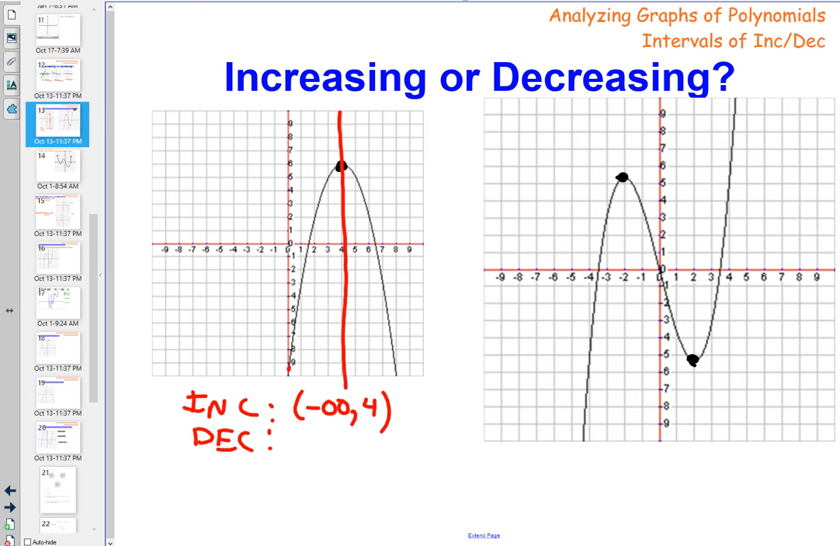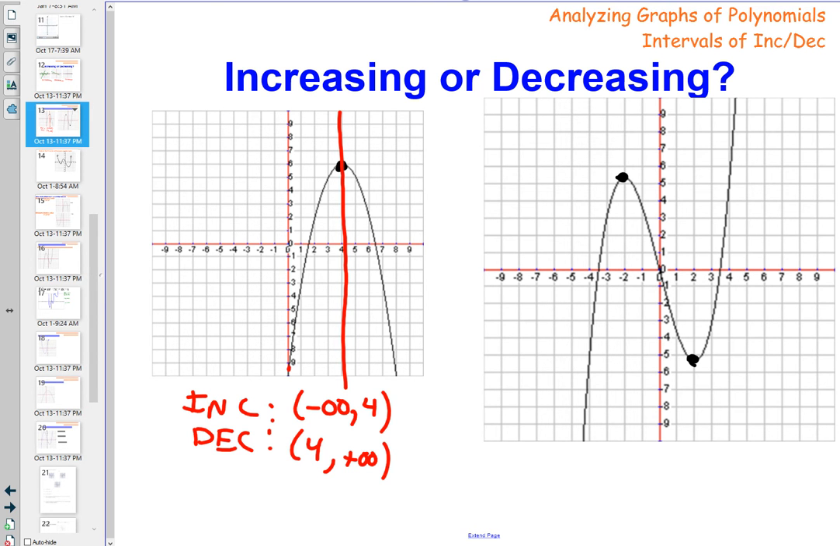You always put a parentheses around the infinities. There's no such number as infinity. And then when is this function decreasing? From 4 to negative. From 4, not to negative infinity. From 4 to positive infinity. Because when you talk about increasing or decreasing, you're talking about the x-axis, right?